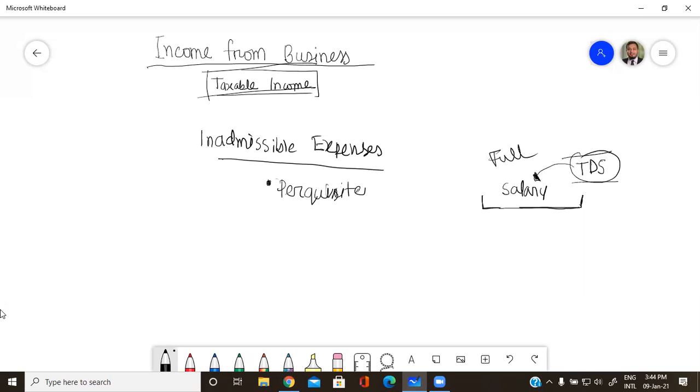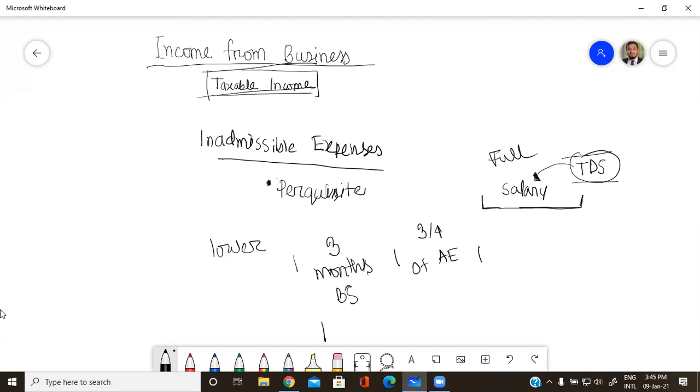But the expenditure you are making for them cannot exceed the amount which is lower between two figures. Now the question is which two figures? One figure is 3 months basic salary, or 3/4 of actual expenditure in the traveling. That amount cannot exceed the lower figure between these two.